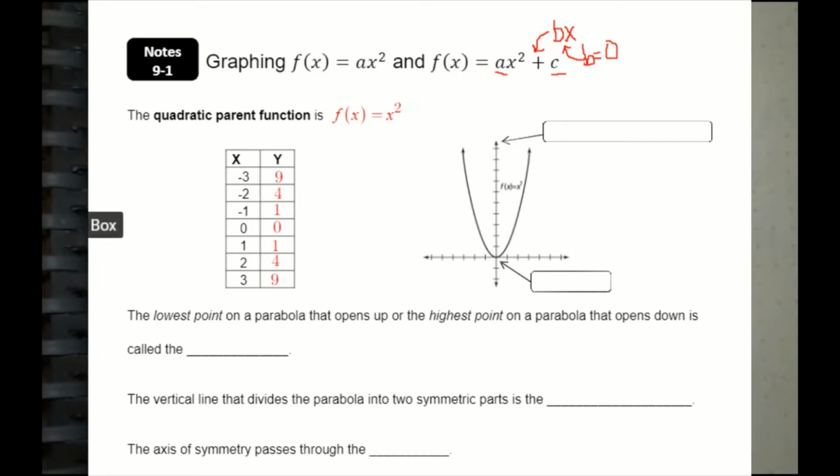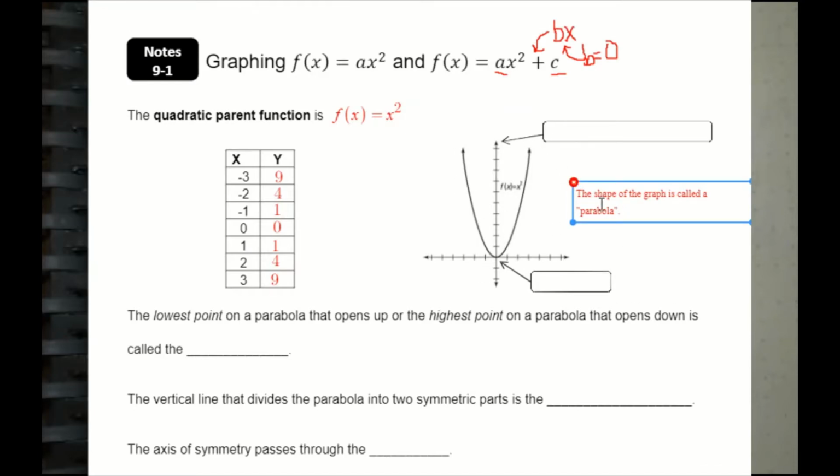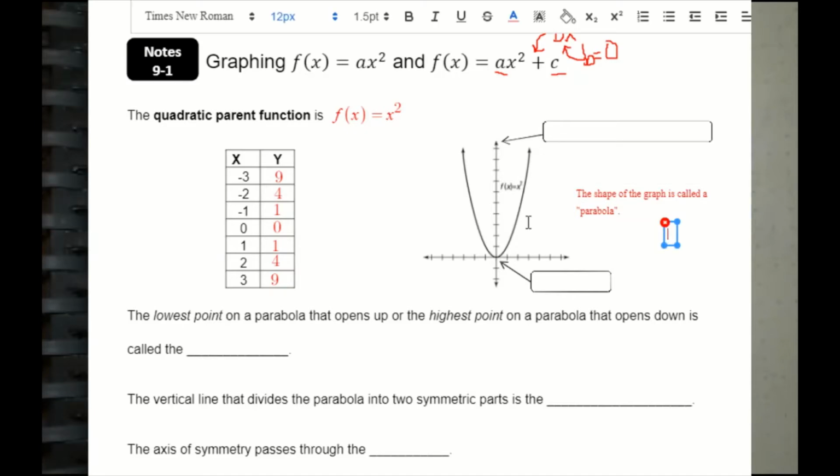Now, when we graph it, there are a couple of important characteristics that the graph has. First of all, the graph itself is called a parabola. So the name of the shape of the graph is called a parabola. Just wanted to make a note of that, so that when I say parabola, I'm just talking about this particular U shape of the graph. So when we graphed linear functions, for instance, we called that shape a line. When we graph quadratic functions, we call that shape a parabola.